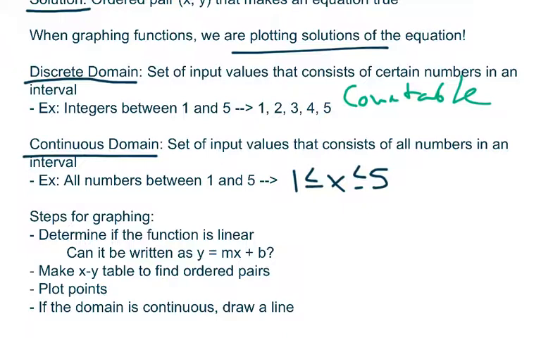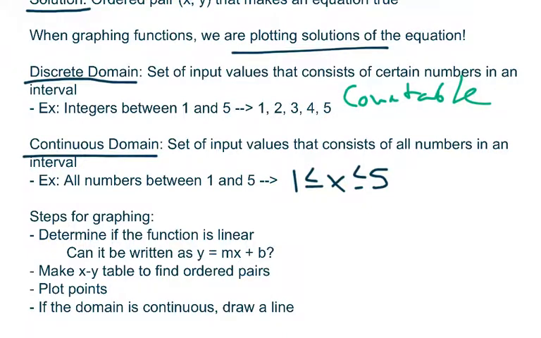There's no doubt about it that you would miss one. There's so many decimal places. There's an infinite number of decimal places, so there's no way you could list out every number between 1 and 5. It's just not possible. You can't even list out every number between 1 and 2. It's just not possible. Okay?